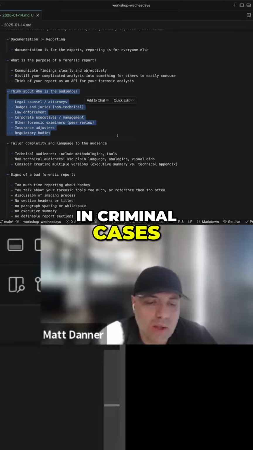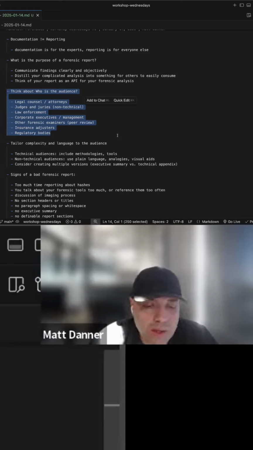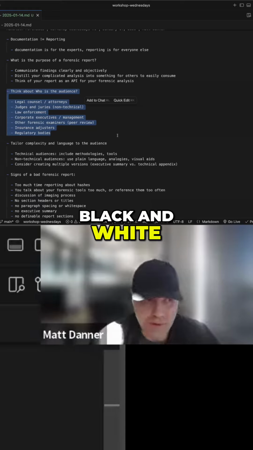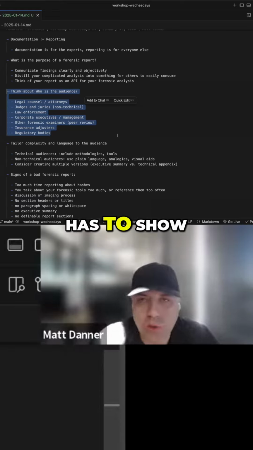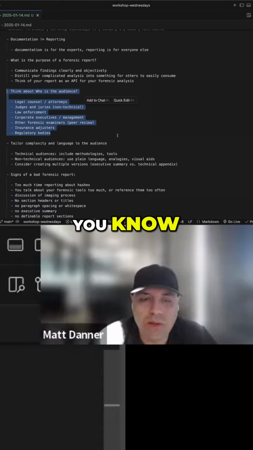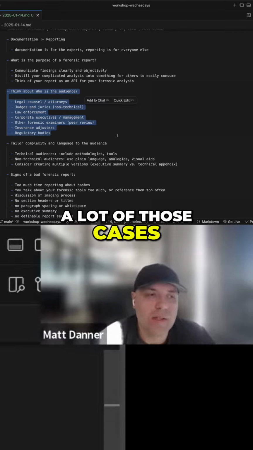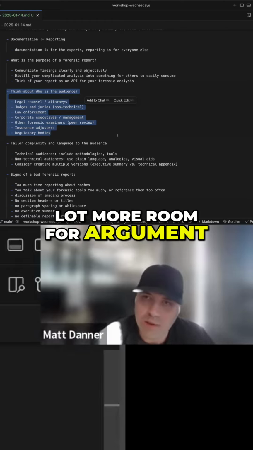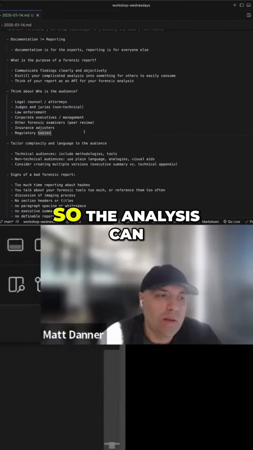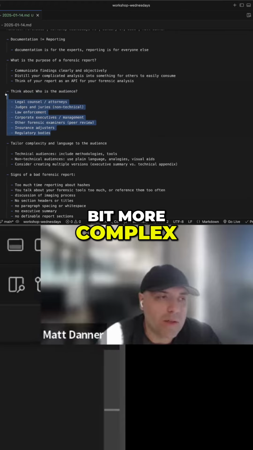In criminal cases, a lot of times the crime is fairly black and white, so the evidence either has to show something happened or show that it didn't. It's pretty clear in a lot of those cases. In civil litigation, there's a lot more room for argument, a lot more room for interpretation. So the analysis can sometimes be a little bit more complex.